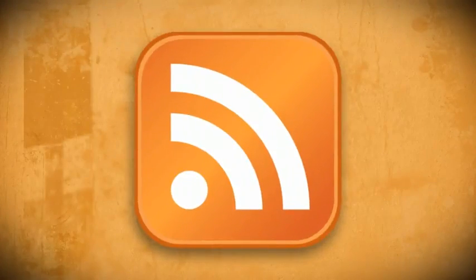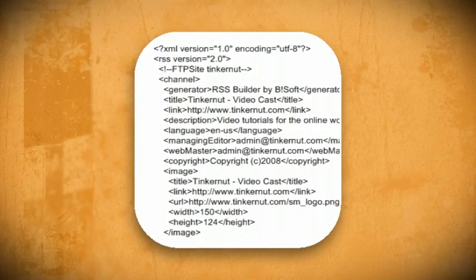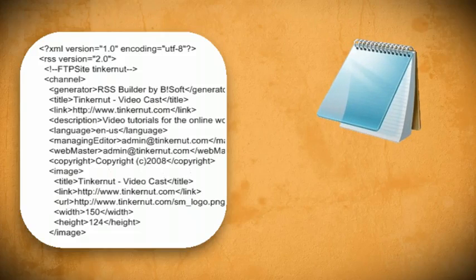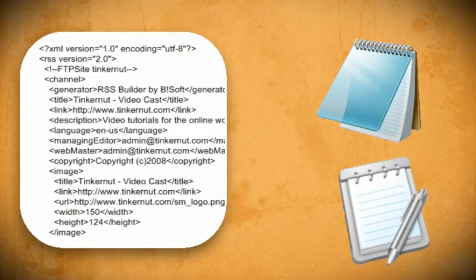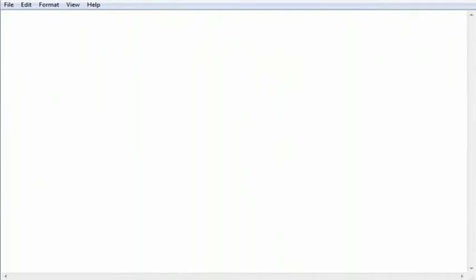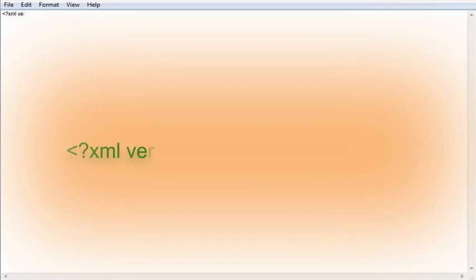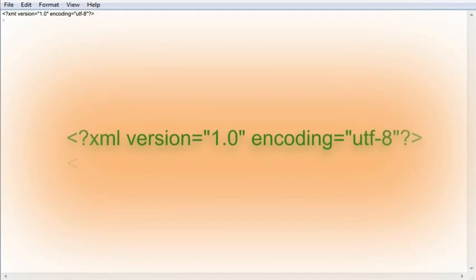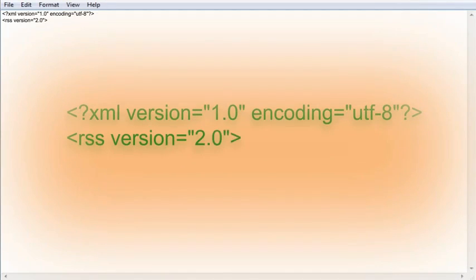RSS feeds are created using XML code, which is a markup language designed for encoding documents. If you want to follow along using a PC, open up Notepad, or open up TextEdit if you have a Mac. We'll begin the same way that all XML scripts begin, with a declaration that tells the version and encoding method of the document. Then we're going to declare the RSS version we're using. We'll be using the most recent version, which is 2.0.